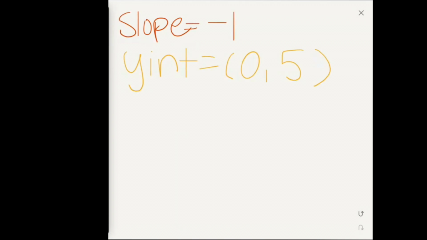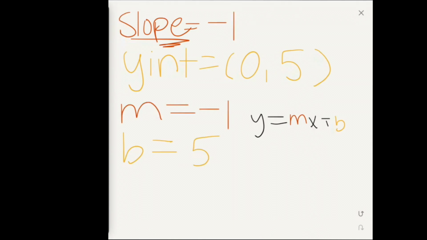Suppose we're just given a slope and a y-intercept. So we're given slope is equal to -1 and the y-intercept is equal to 0, 5. Now how do you find an equation in the form of slope-intercept? Remember what I said. Slope is the variable m, so m equals -1 and y-intercept is the variable b, so b equals 5. Now all we have to do is take the form y equals mx plus b and substitute that with the values of m and b we were given.